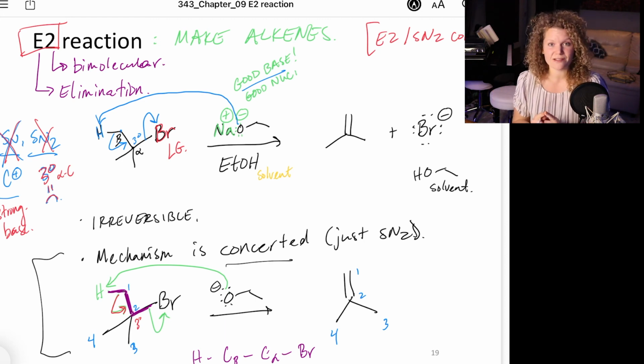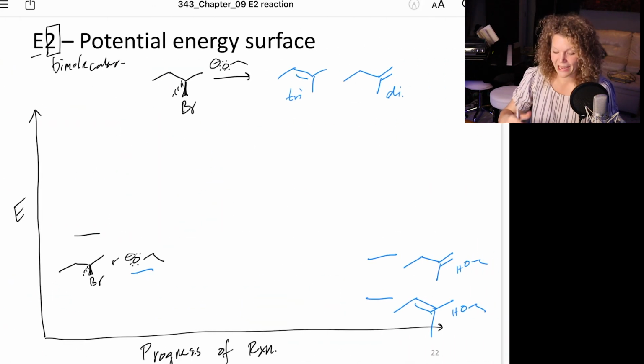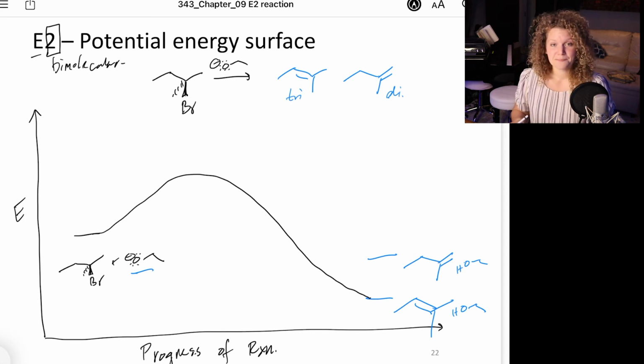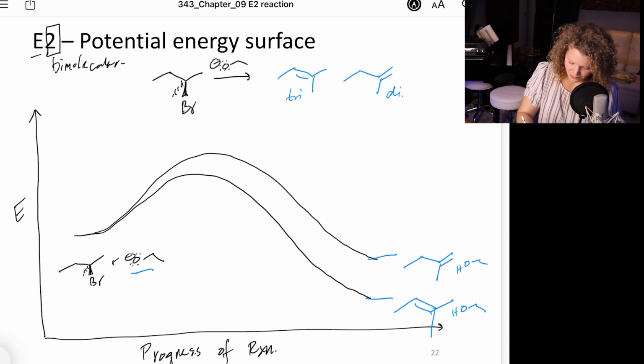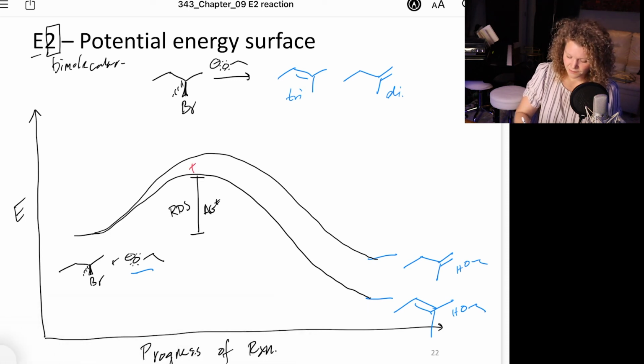Now, it does have a transition state, but there's nothing like a carbocation that formed. Remember the SN1 reaction, we formed a carbocation, so we had an intermediate. No intermediate here. This is simply just going to show one hump, okay? Now notice here, this is our rate determining step, our delta G double dagger. These are both transition states.